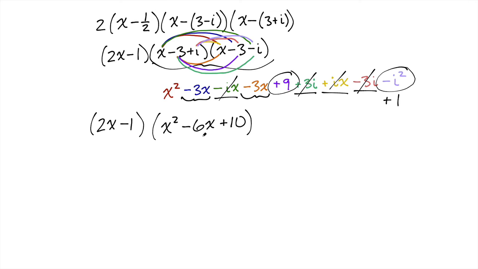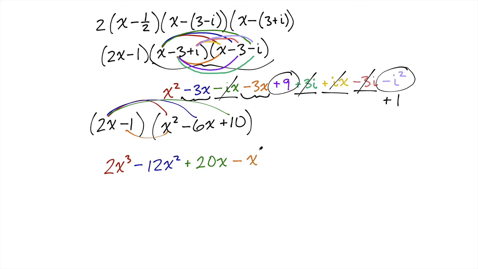I'm going to go ahead and just do my last step of multiplying these two things out so we can see it in expanded form. So let's get crazy with colors again. So 2x times x squared is 2x cubed. And 2x times negative 6x is negative 12x squared. And then 2x times 10 is 20x. And then we've got our negative 1 times x squared is negative x squared. And negative 1 times negative 6x is positive 6x. And then negative 1 times 10 is negative 10.